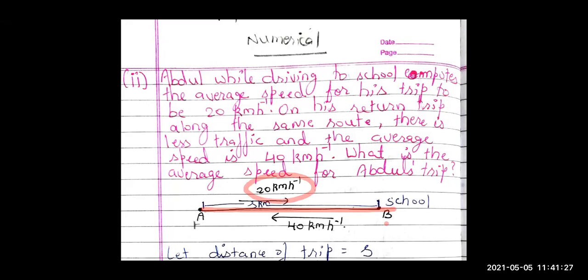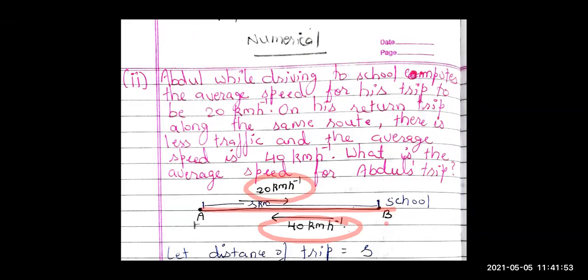Speed is slow when he is going to school. On his return, when he is returning back along the same route, there is less traffic and so his average speed is 40. वापस आते वक्त उसकी average speed 40 होगी 20 से because the traffic was less and moreover you are having the joy to go back home, na?